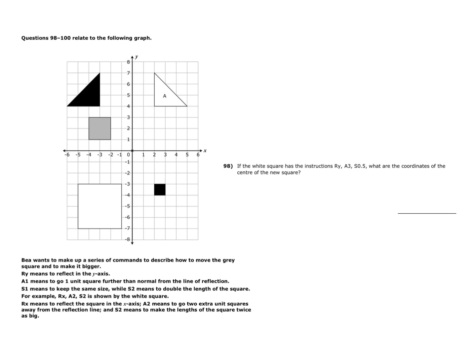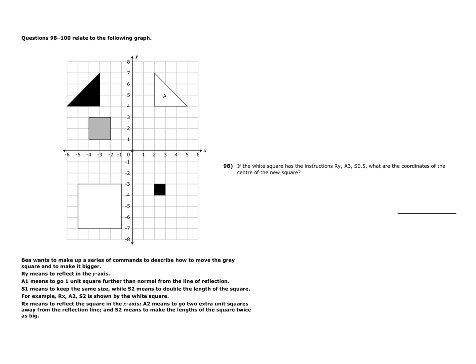Questions 98 to 100 relate to the following graph. B wants to make up a series of commands to describe how to move the grey square and to make it bigger. RY means to reflect in the y-axis. A1 means to go 1 unit square further than normal from the line of reflection.